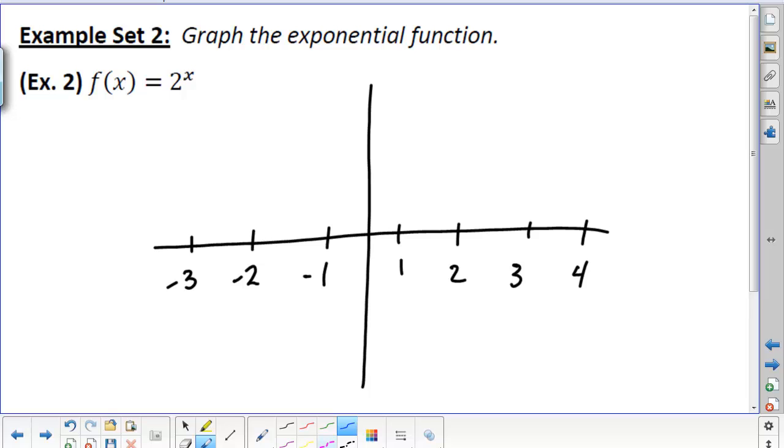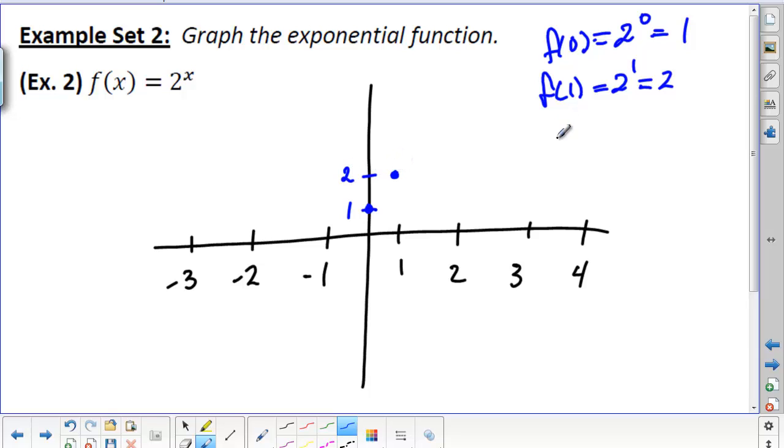We kind of know what the picture looks like, but a lot of times it's good to think about what these points actually are. So if we do f of 0, 2 raised to the 0 power is 1, right? Anything raised to the 0 power is 1. So maybe that's right here at 1. If we do f of 1, 2 to the first power is 2. So an x value of 1 gives us a y value of 2. If we do f of 3, I'm sorry, let's do f of 2.